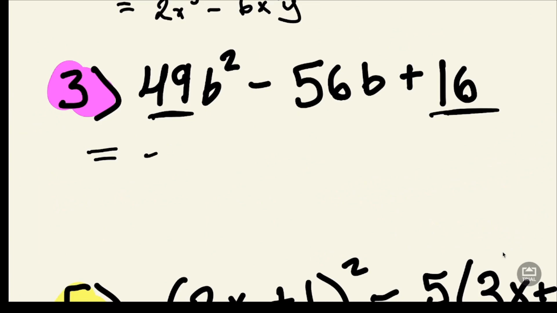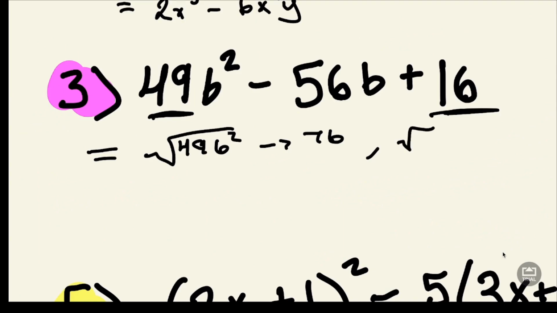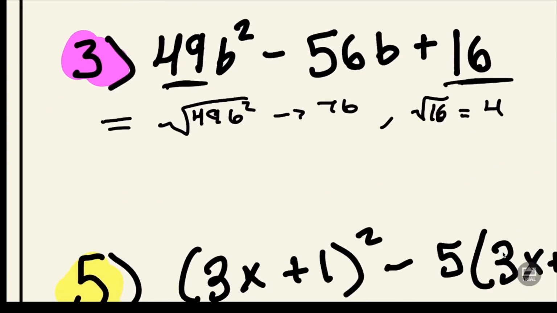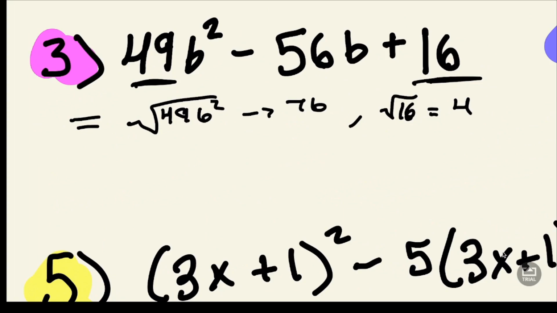So what is the square root of 49b squared? That is going to be 7b. And then the same with 16, because you have to look at the first and the last term. What is the square root of 16? 4, right? And you're just given that.